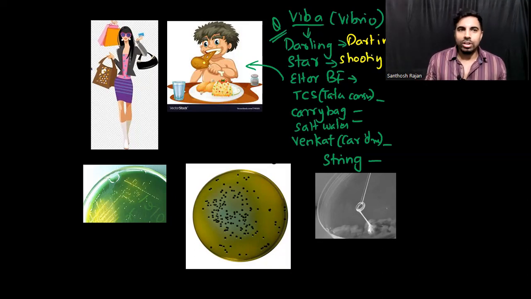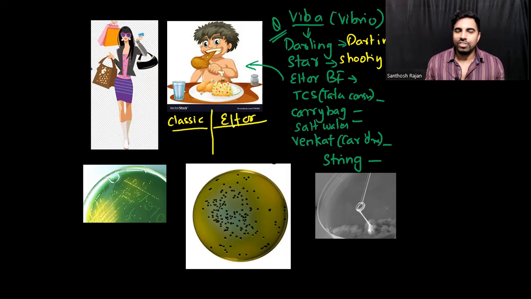Question: Eltor is the boyfriend, because you remember there are two biotypes. One is classic, the other is Eltor. Eltor is her boyfriend. How do you differentiate them? Eltor likes only to eat. See, what he's eating? First of all, he's eating a VP, veg paratha. This is the veg paratha here, the Voges-Proskauer test. And then he's eating what? Chicken agglutination is positive. Okay.